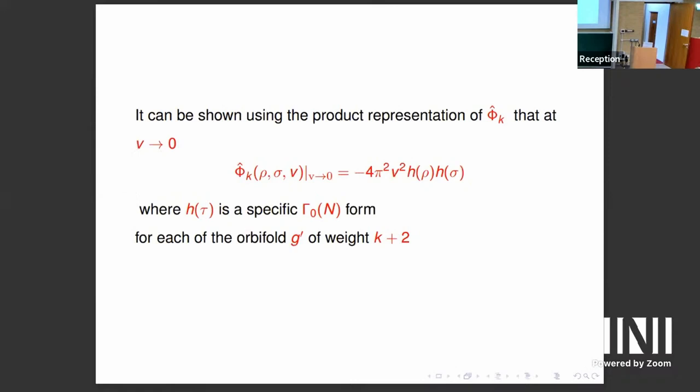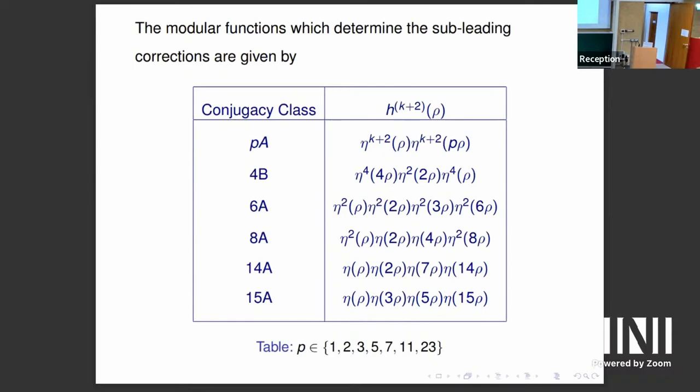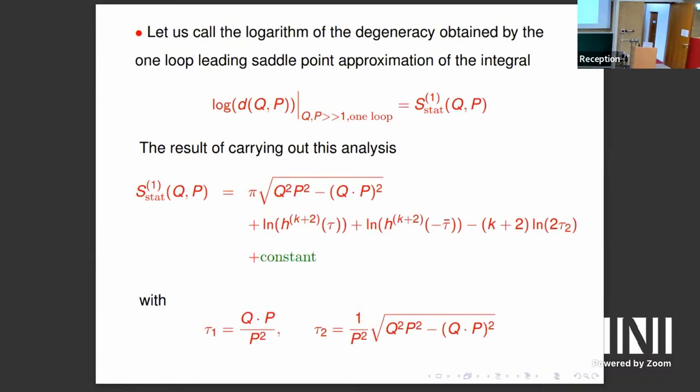And as v goes to zero, this form factorizes in this manner. In the phi 10, if people are familiar with phi 10, it factorizes into products of eta 24. Here, eta 12. So here it factorizes into some other modular form, which is a subgroup of SL2. And here is the list of the factorization. Now let's call the log of the degeneracy, when you do the saddle point approximation together with the one loop correction around it, S1. Let's take the log of this thing, and that's called S1, and we get this particular formula.